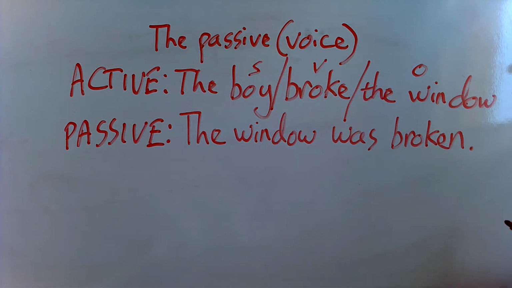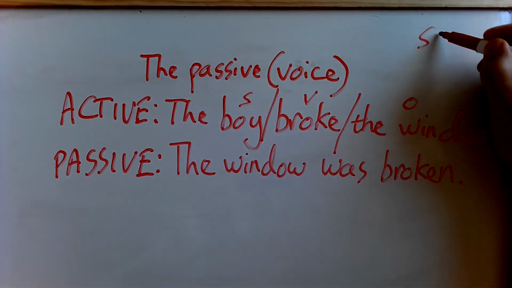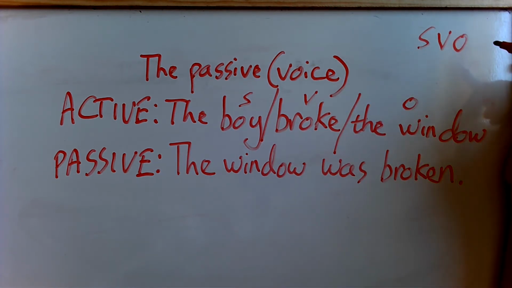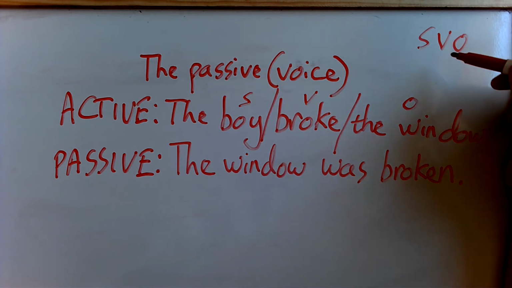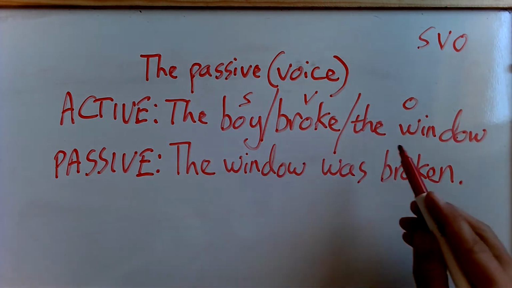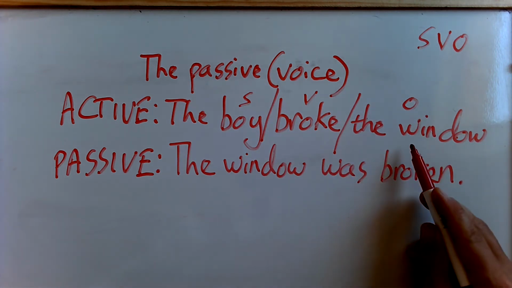Okay. If we have a subject, verb, object sentence, then it can be changed to the passive voice. There are other sentence structures, and these cannot be changed to the passive voice. But as this is subject, verb, object, then it can be changed to the passive voice.